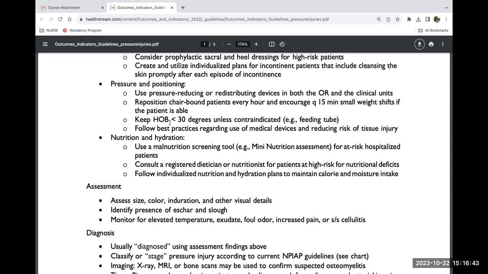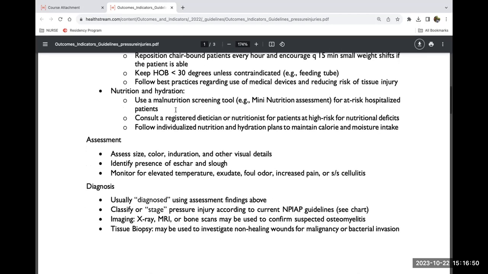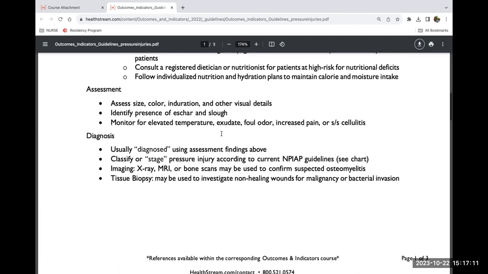Keep head of bed less than 30 degrees unless contraindicated, such as with a feeding tube. Follow best practices regarding use of medical devices and reducing risk of tissue injury. Nutrition and hydration: use a malnutrition screening tool for at-risk hospitalized patients. Consult a registered dietitian or nutritionist for patients at high risk for nutritional deficits. Follow individualized nutrition and hydration plans to maintain calorie and moisture intake.